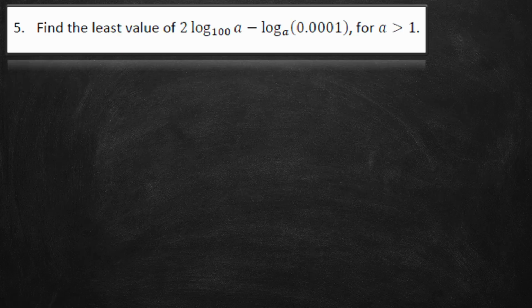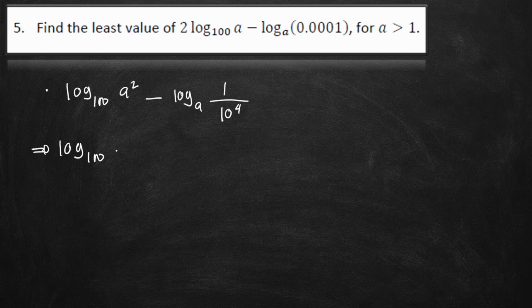The next one, number 5, find the least value of. So first, I can write this one as log 100 of a power of 2. So I already moved these 2 here, becomes a power of 2, and then minus log a of, this one is 1 over 10 power of 4. So from here, again, log 100 of a power of 2 minus, this one is log a of 10 power of minus 4.